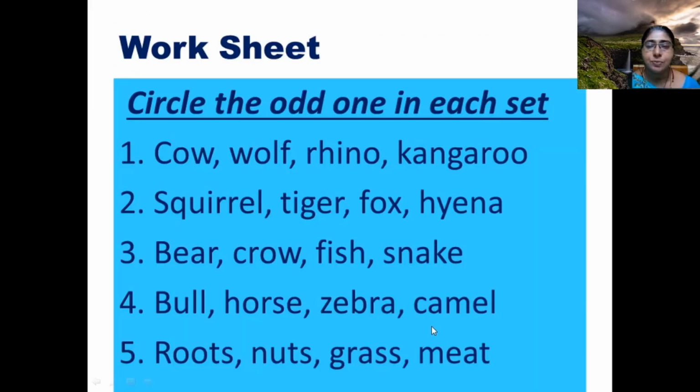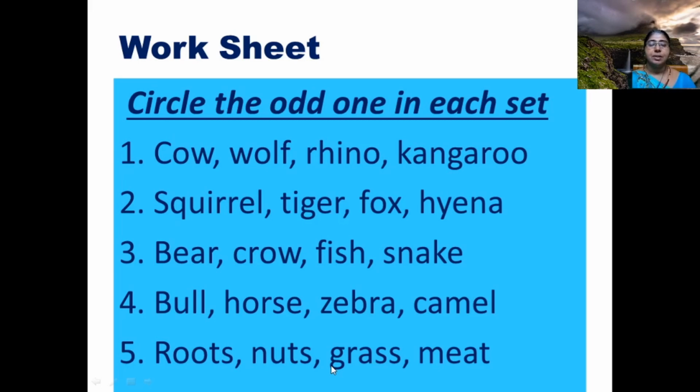So, a small exercise for you to do after this class. First one is circle the odd one in each set. You find out which one is odd, that you circle it. First one, cow, wolf, rhino, kangaroo, squirrel. Second one is squirrel, tiger, fox, hyena. Third one, bear, crow, fish, snake. Fourth one, bull, horse, zebra, camel. Fifth one, roots, nuts, grass, meat.